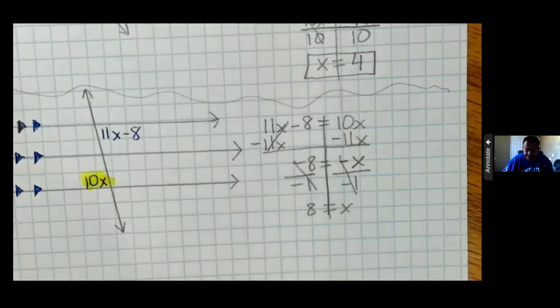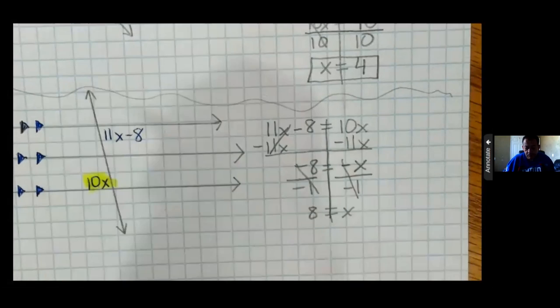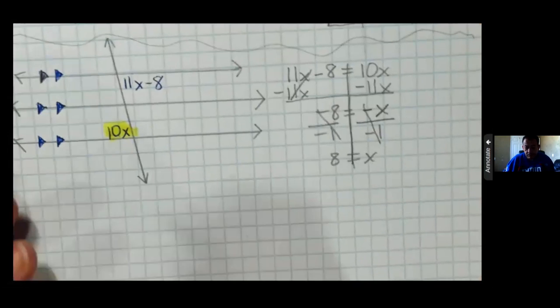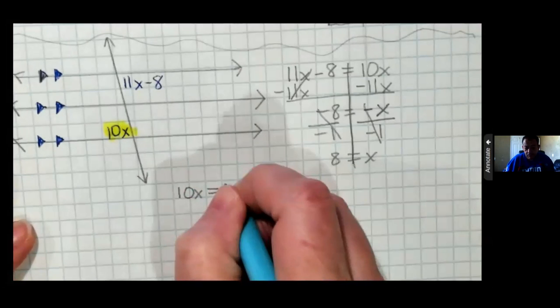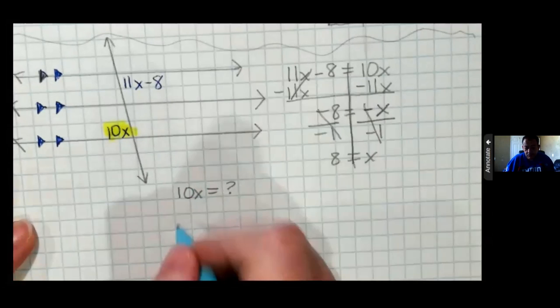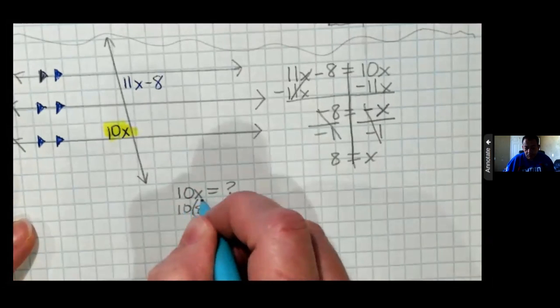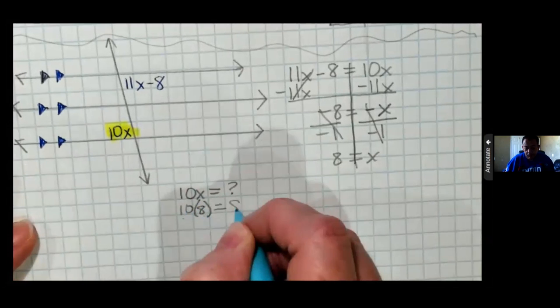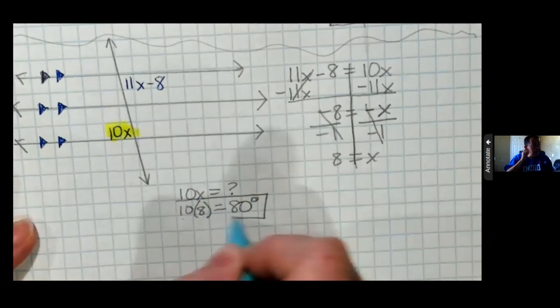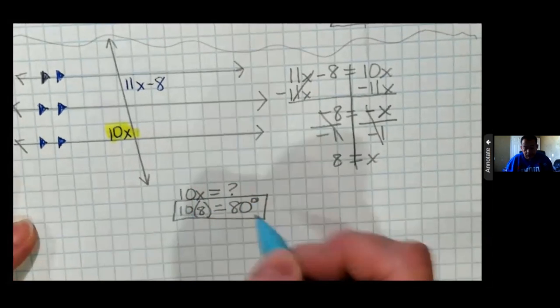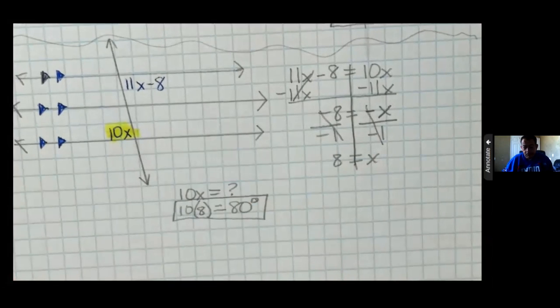Now, in the other problems, I would be done, but on this one, I'm supposed to find the value of this angle. So now I have to say to myself, okay, 10x, I don't know what that equals, question mark. I have to replace x with 8, and 10 times 8 is 80, and you want degrees. So make sure you put that. Otherwise, we could be talking about elephants, and that's a lot of elephants. I'm just saying.